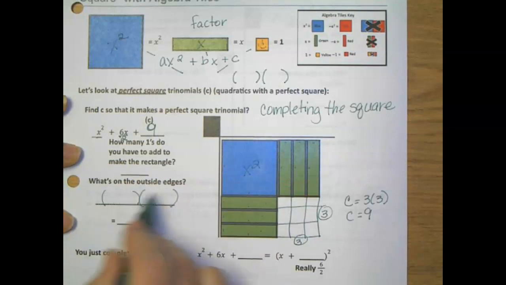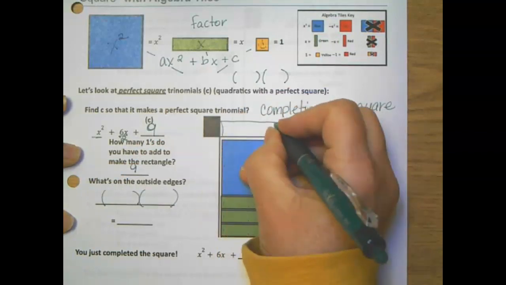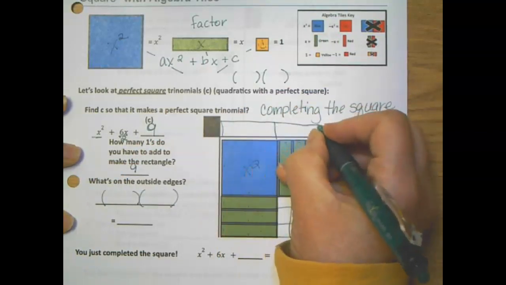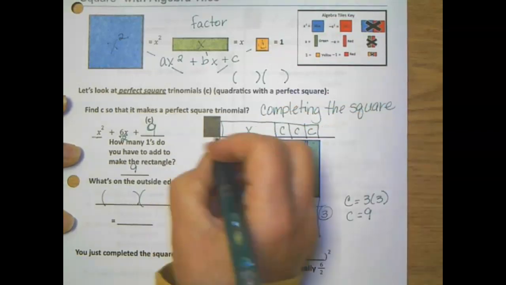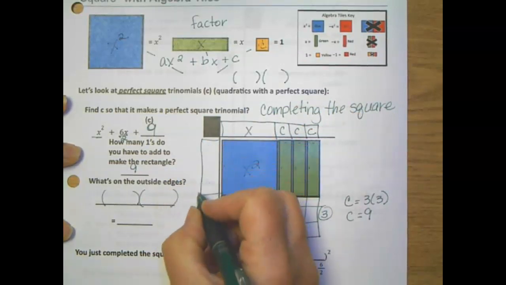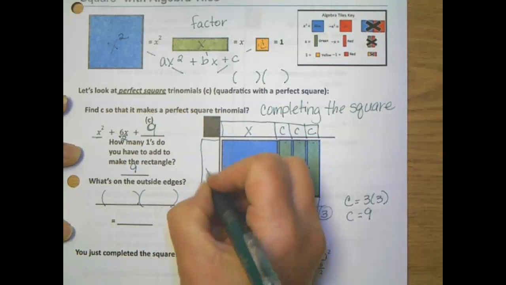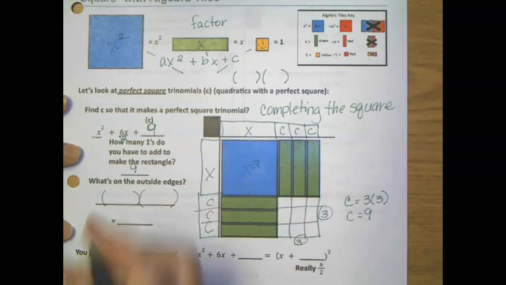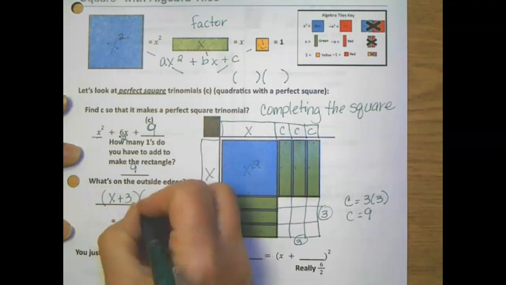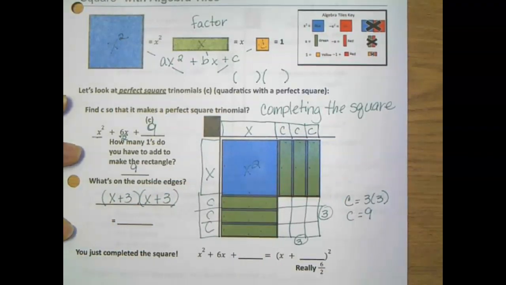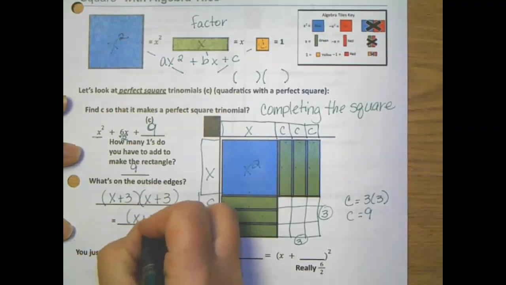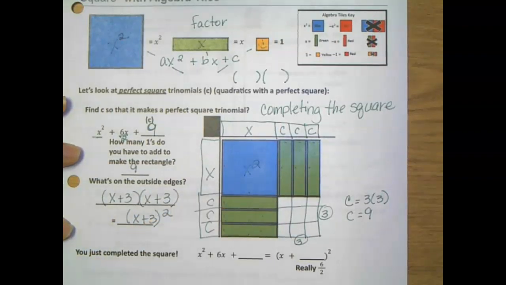So we need these factors. This was also 9, by the way. If we take out an x here and 3 c's here, so this is an x, c, c, c. You can take out an x here and 3 c's here, and we just factored out x plus 3, x plus 3, because there's 3 c's. Now the other way to write this would be x plus 3 squared. So you've just completed the square and found the factors.